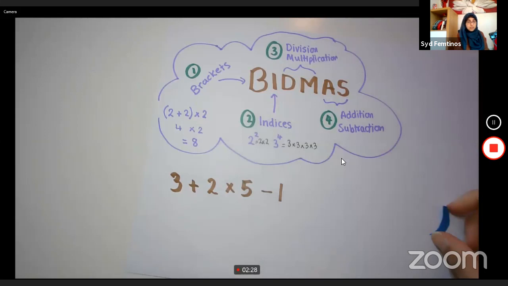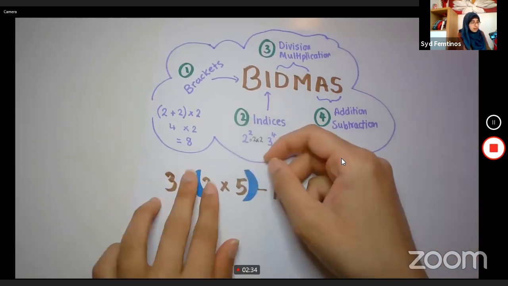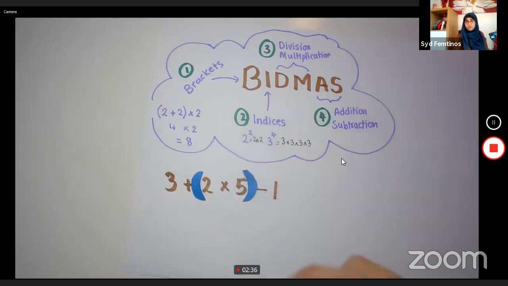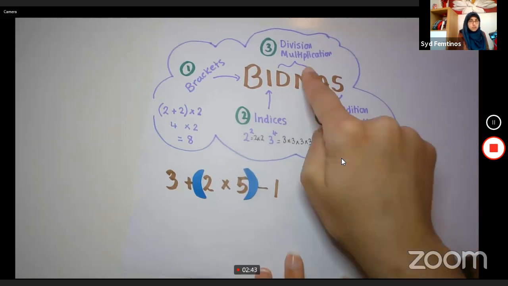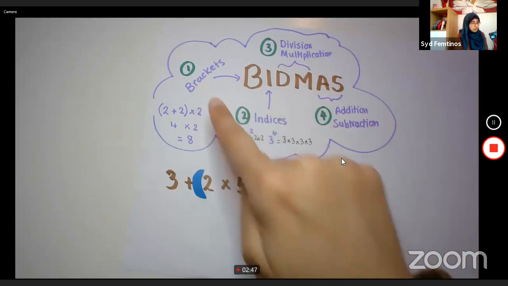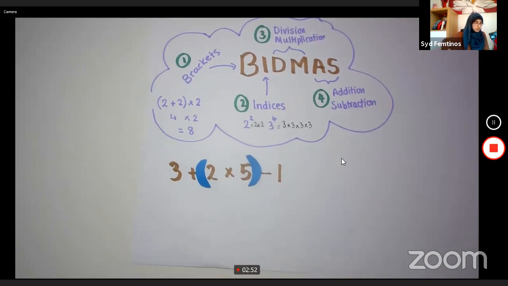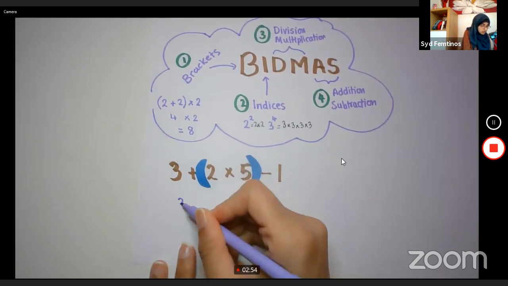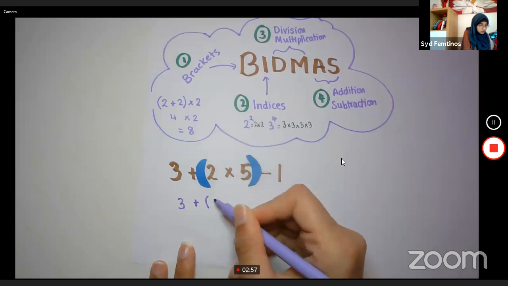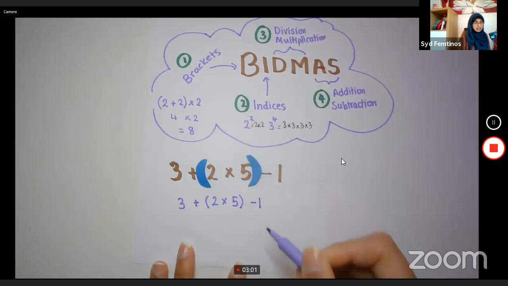So what I'm going to do is grab my brackets and put them around my multiplication. I've got to do my multiplication first. I've deliberately put the brackets in because it's going to force me to do number 3 first. Because I put brackets in, I've got to do the brackets first. So this becomes 3 plus brackets 2 times 5. So I can put brackets in to help me work out the calculations first.